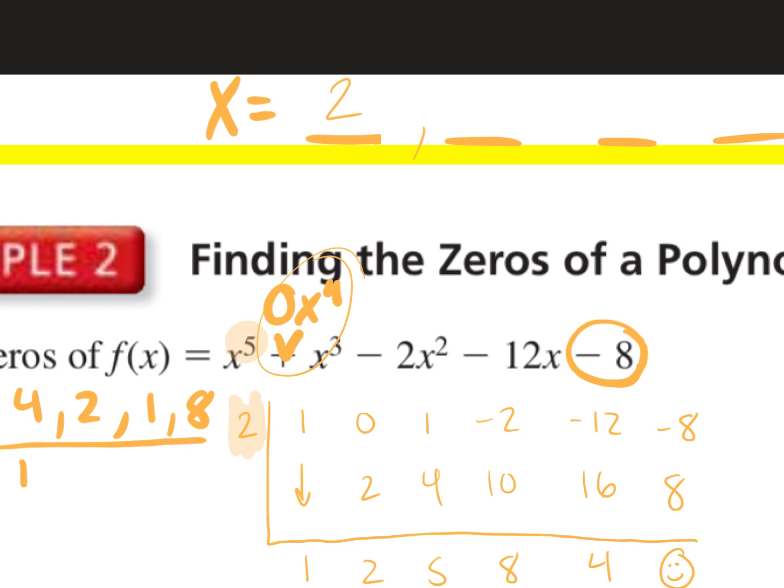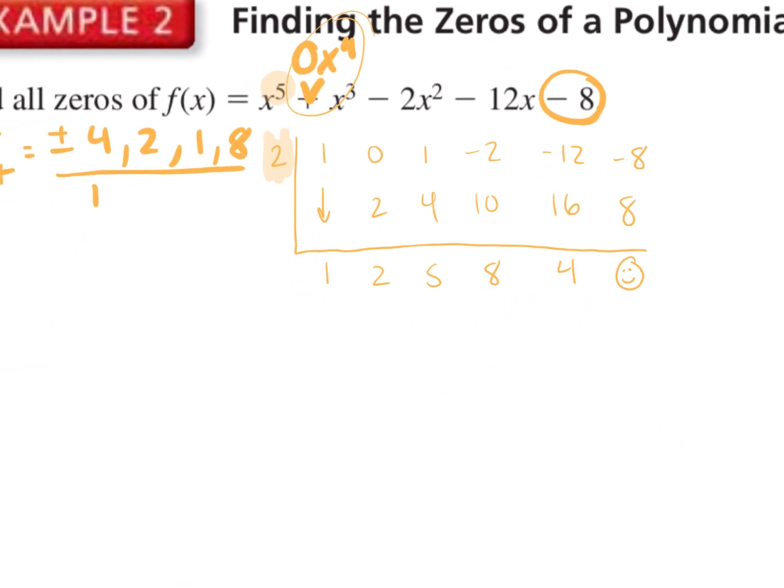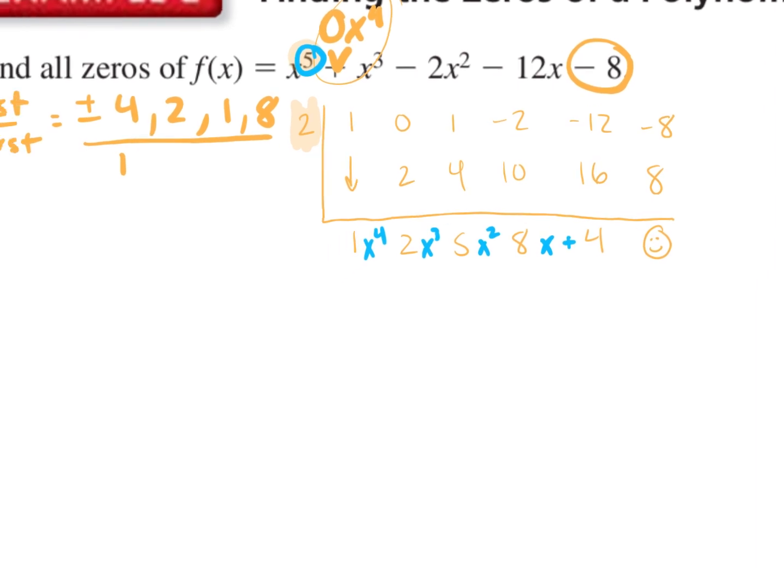So I'm going to write that up top. X is equal to 2. If I found one answer, how many more do I need to find? 4 more. So if I started with x to the 5th power, my equation here starts with x to the 4th power. Then I would have x cubed plus 5x squared plus 8x plus 4. Can I factor this? Can I group? Do I have 4 terms? No. Nope. So I have to do last over first again.